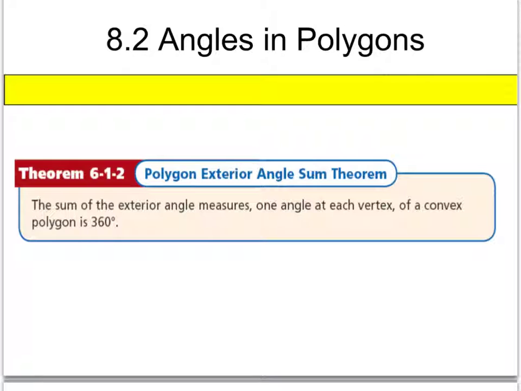Please write this down. It says the sum of the exterior angle measures, one angle at each vertex. Again, if you go back to that last slide, you will see that there's only one angle at each vertex of a convex polygon, and the sum is going to be 360 degrees. Please write this down. Pause now if you need extra time.